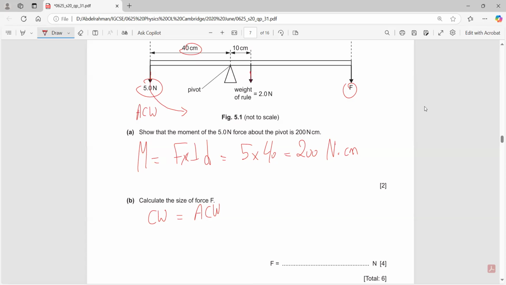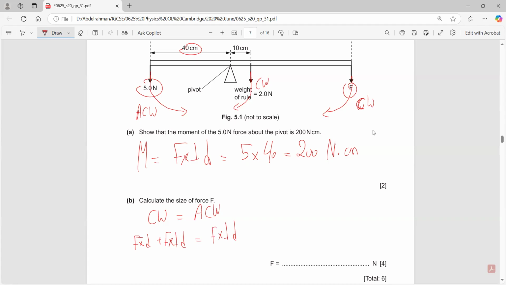What about the weight? Let me draw an arrow from the weight all the way to the pivot. This is a clockwise moment. The force F to the pivot is also clockwise. So now we have 2 clockwise moments and only 1 anti-clockwise moment, which we calculated as 5 times 40. The 2 clockwise moments, force times perpendicular distance plus another force times another perpendicular distance, should be equal to the anti-clockwise moment, which is 5 times 40.